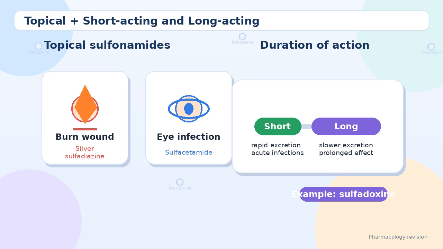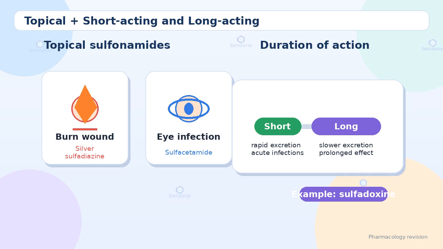Topical sulfonamides are applied directly to the skin or mucous membranes for localized infections. Silver sulfadiazine is applied to burn wounds to prevent bacterial infection and promote healing. Sulfacetamide is commonly used in ophthalmic preparations for conjunctivitis and other eye infections.